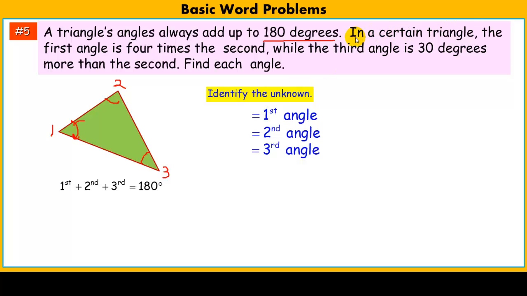Now when I go in and read it, in a certain triangle, the first angle is 4 times the second. So I'm going to say the second angle is x. 4 times the second angle is the first one, so 4 times x is 4x. And the third angle is 30 degrees more than the second. If the second is x, 30 degrees more is x plus 30.